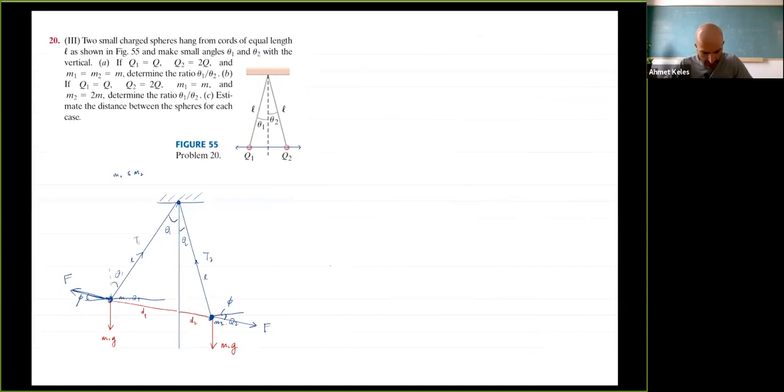So we have two small charged spheres hanging from cords of the same length, which is L, and they are making small angles θ1 and θ2 with the vertical. Charges are given, Q1, Q2, and masses are given, M1 and M2. And we would like to determine the ratio θ1 over θ2, and we would like to estimate the distance between these two charges, okay?